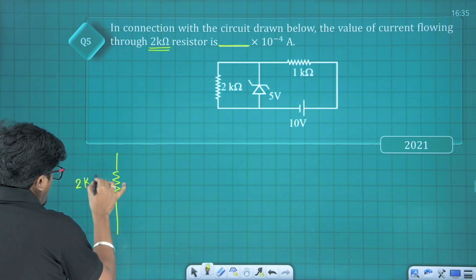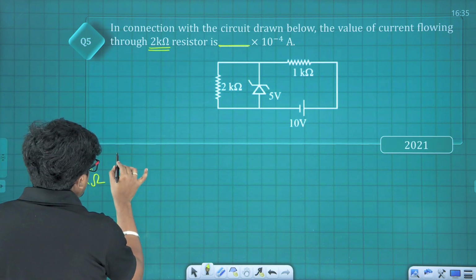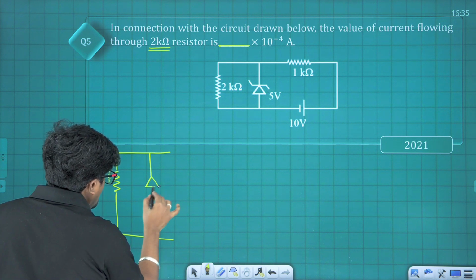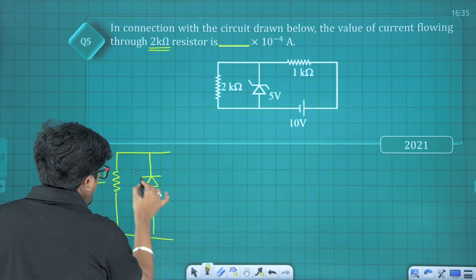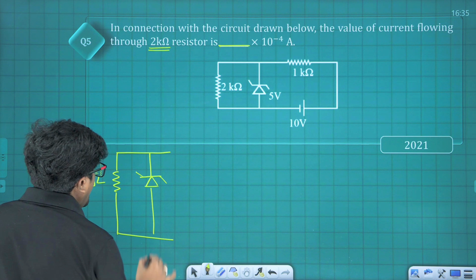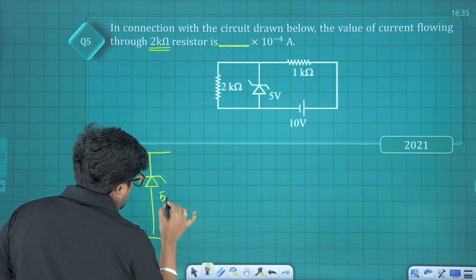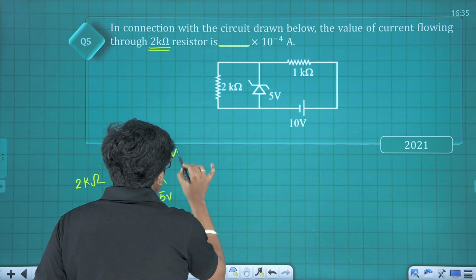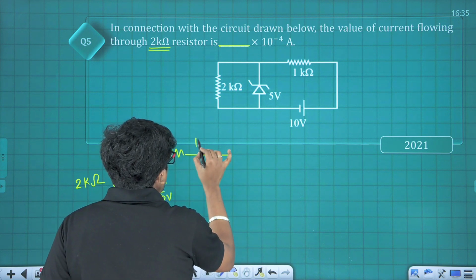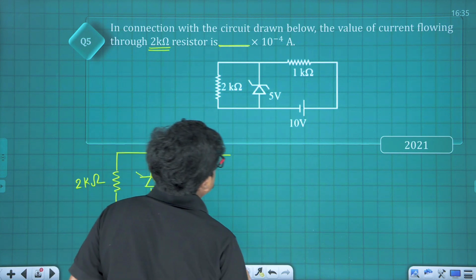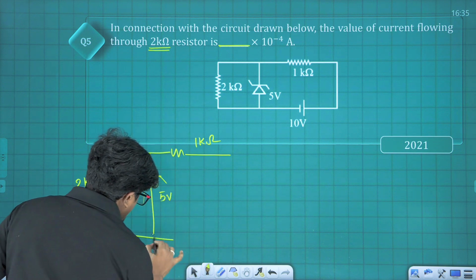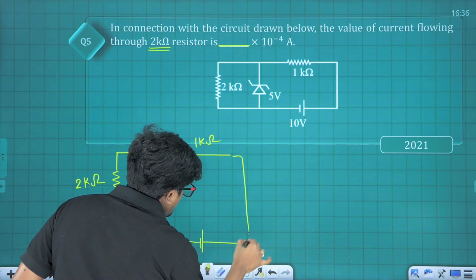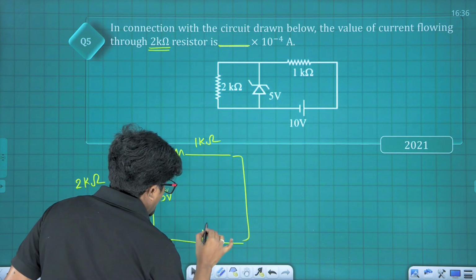2 kilo ohm, and parallel to this I have a Zener diode connected. All right, and the breakdown voltage is what? 5 volt. And after that we have a 1 kilo ohm resistance, and this setup is being driven by a 10 volt voltage source.